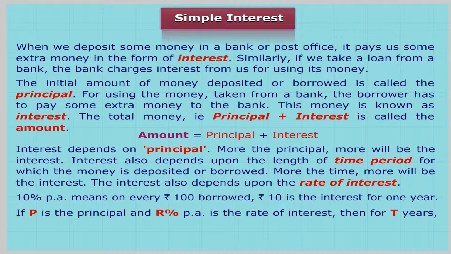If P is the principal, R is the rate of interest, and T is the time period, then interest I equal to P multiplied by R multiplied by T upon 100.